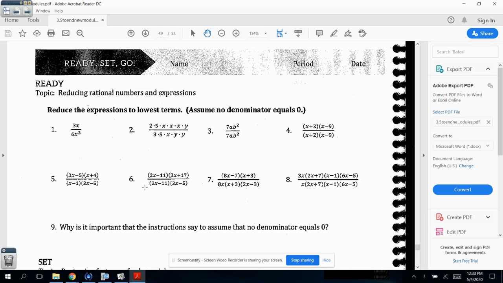Okay, we're going to do the 310 ready, set, go in 3 videos here. I'm going to do the ready first. The ready is just simplifying fractions that have variables within them. Now, the statement here, assume no denominator equals 0, is very important.